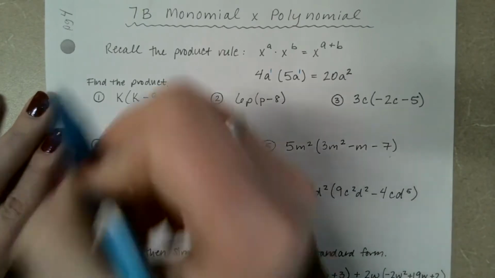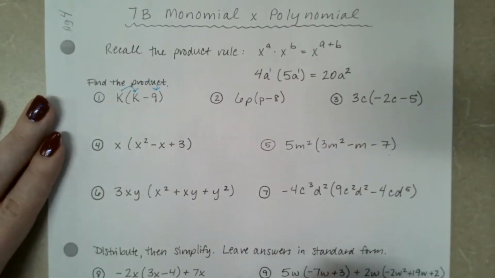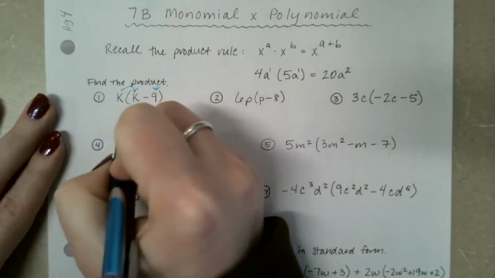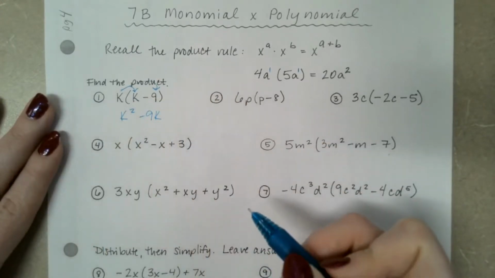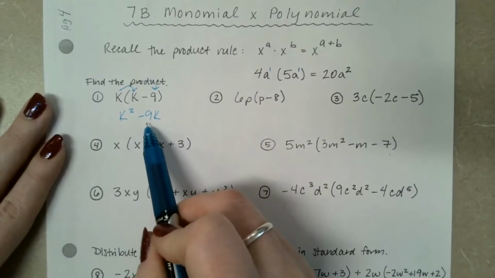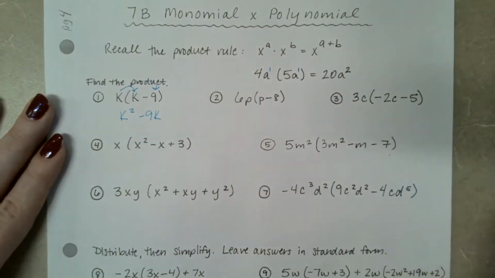So in number 1, we're going to take the k on the outside, and we're going to multiply it by both pieces inside the parentheses. So k times k will give me k squared, and k times negative 9 gives me negative 9k. Remember that convention does state that you put the coefficient first, so the negative 9 and then the k.